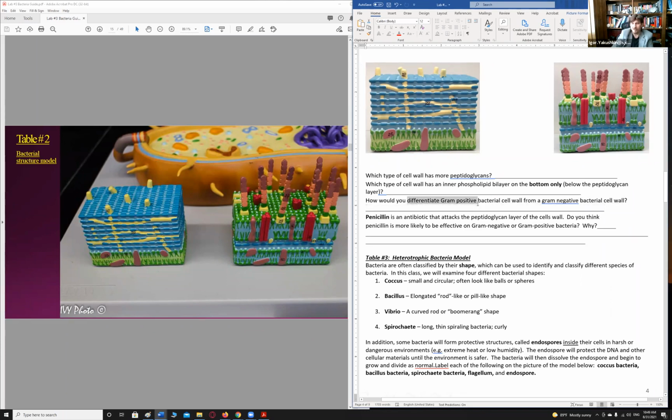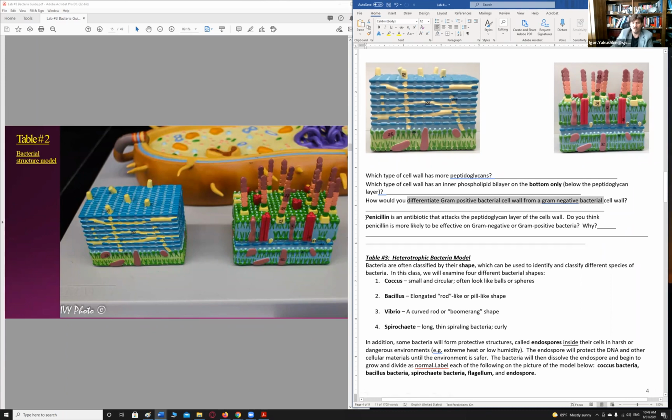How would you differentiate between gram-positive and gram-negative cell wall? Different structure of the cell wall. Made out of only peptidoglycan, or peptidoglycan plus something else, lipopolysaccharides.